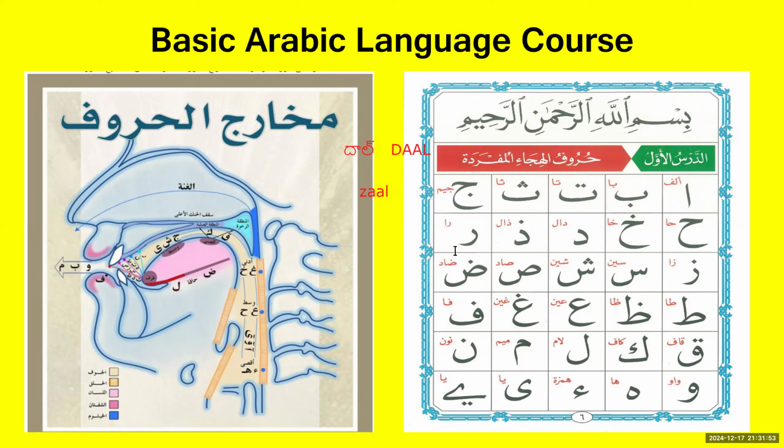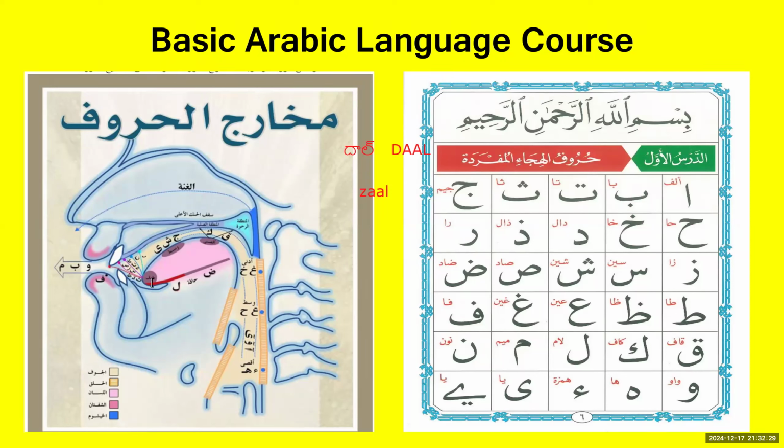And ra depends on the sign on it. Sometimes it has to be pronounced heavy, sometimes light. Like Riyadh, it is a light letter. Rabb is a heavy letter. Rahman, Rahim: in these names the ra is heavy. Rabb, the ra is heavy. Riyal, the ra is light. Riyadh, the ra is light.